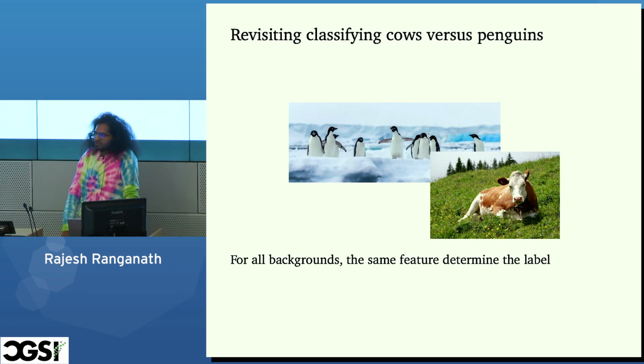Okay, so at this point, if you're paying really close attention, you should be like, hey, maybe I said something weird. If we think about this example, which is classifying cows versus penguins, it doesn't matter what the background is. If you look at the face of a cow and the face of a penguin, that will tell you exactly what the label is. So why is the background even playing any role here? Did I just tell you something you shouldn't pay attention to or that is irrelevant, or is there something else going on?